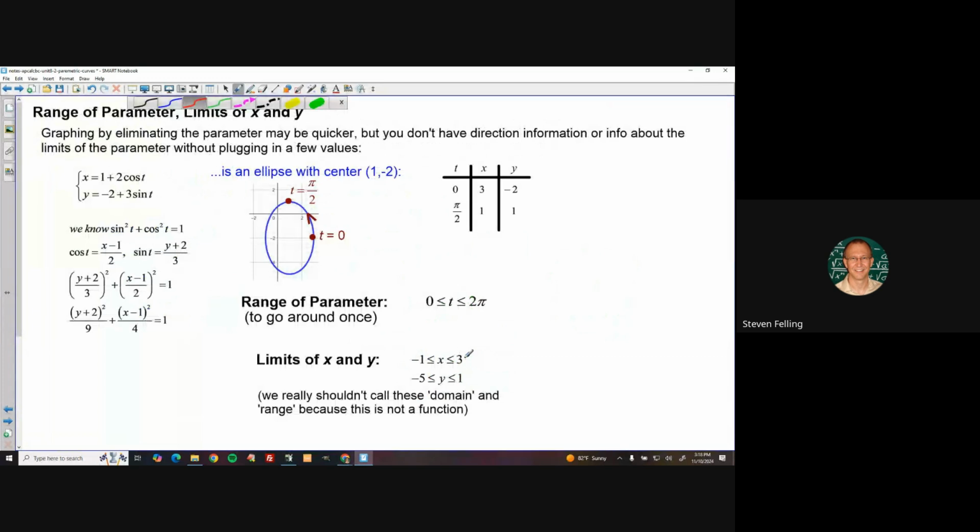Okay, now we should always specify what the range is of the parameter that we need for the part of that plane curve that we need. So if we only need this to go around once, that means the t parameter would only have to go from 0 to 2 pi, and it would traverse the entire section. And that would result in limits of x and y. So x would stay between negative 1 and 3, and y would stay between negative 5 and 1. But we really shouldn't call these domain and range, because it's not really a function. It's not defined that way.